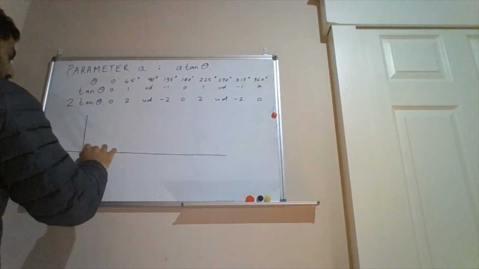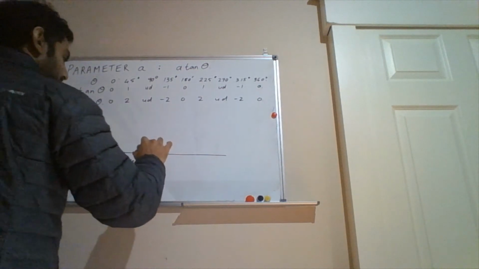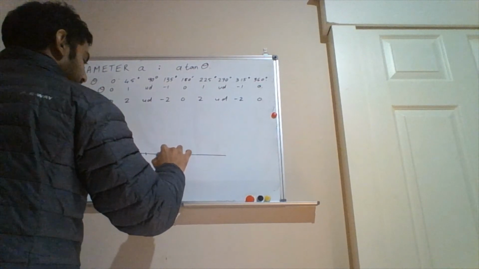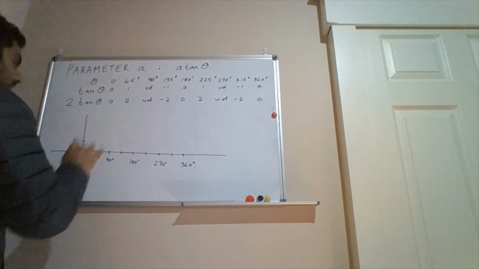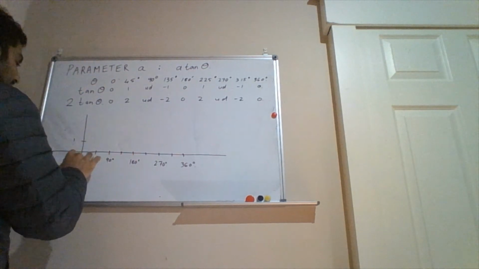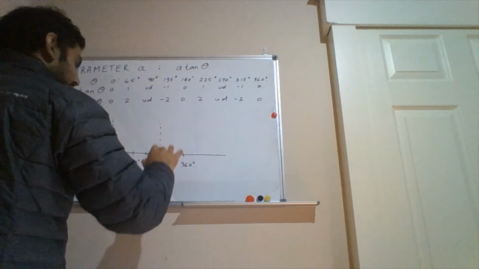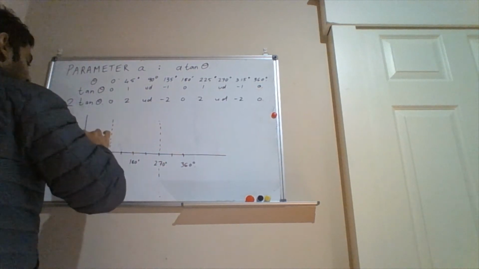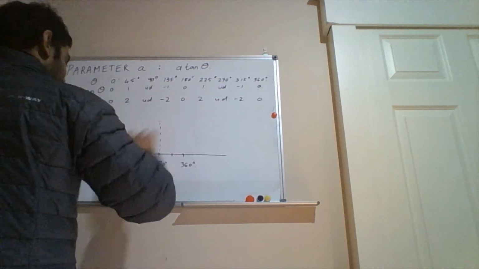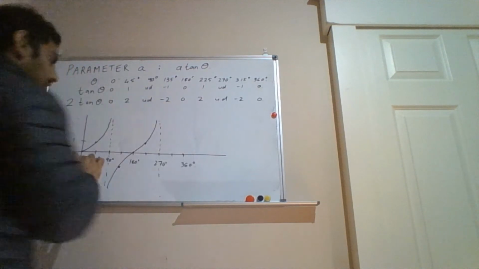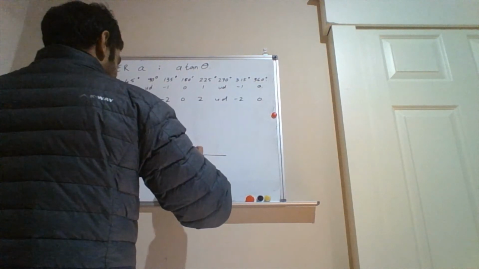Okay, so 45, 90, 135, 180, 225, 270. Okay, so remember we use these increments of 45 because tan gives us 1 and minus 1. I'm just going to put in my asymptotes, 90 and 270. So this branch goes up like this. This will go like this. And this will do something like this.